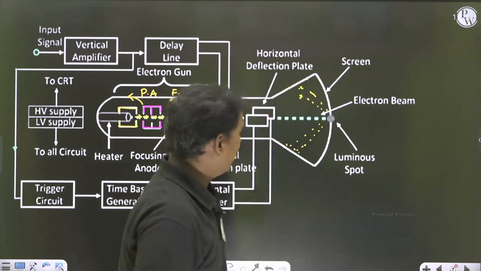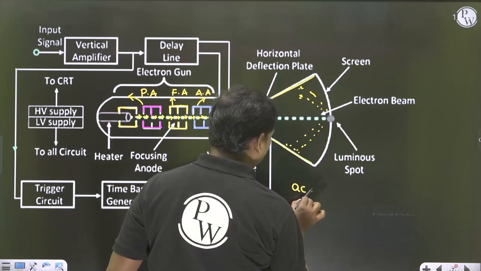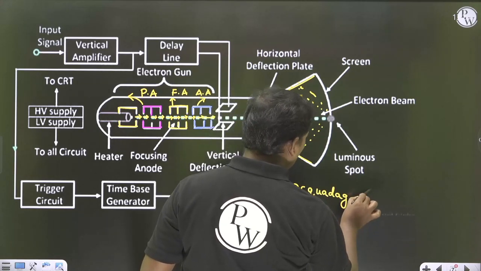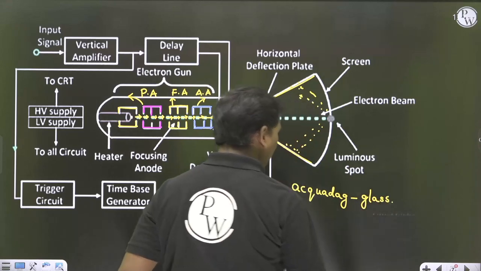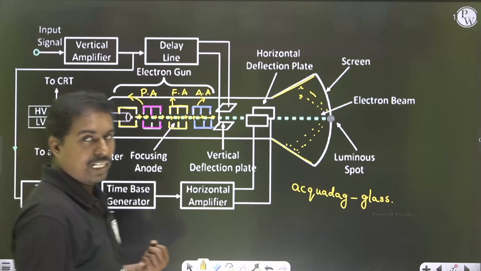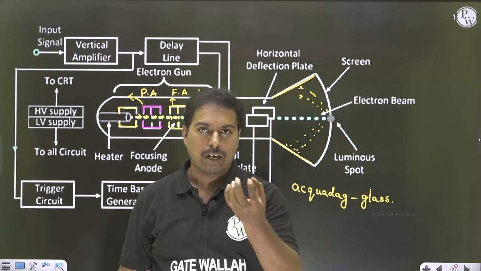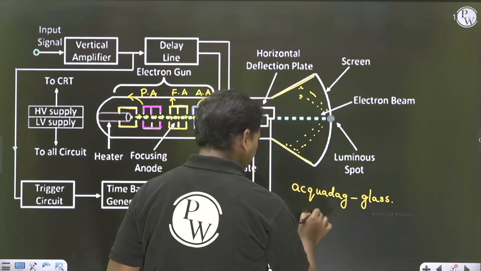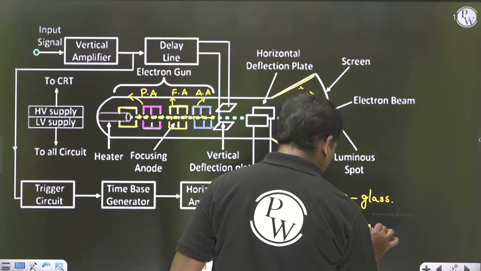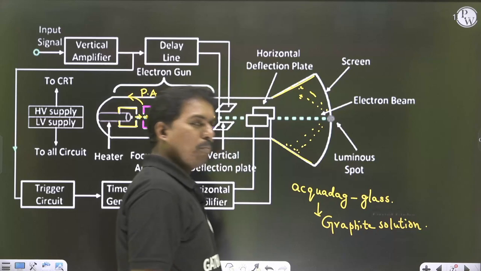So to avoid that, this particular glass is coated with a material called aquadag. So this is the aquadag glass. That coating is going to absorb the secondary electrons. Internally, the aquadag glass contains a graphite solution. So that's how the electron beam is going to come.